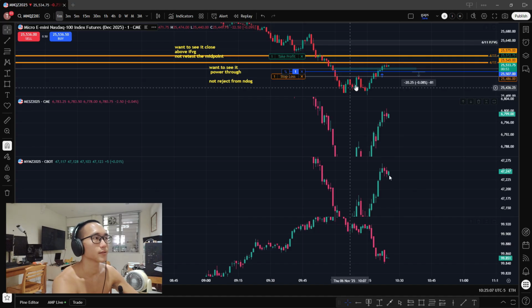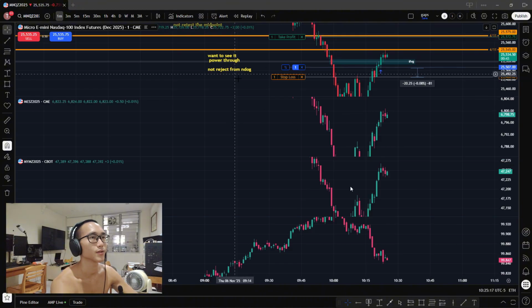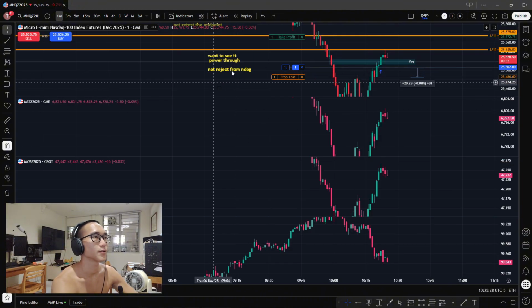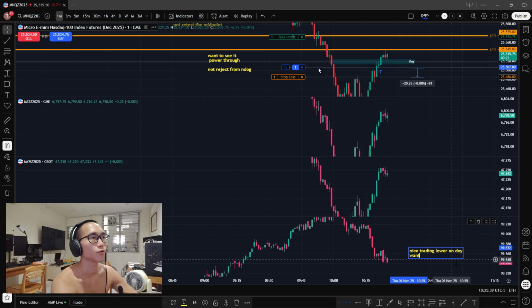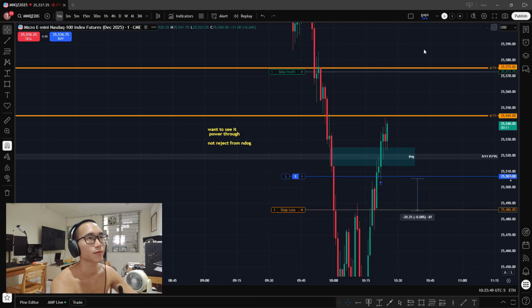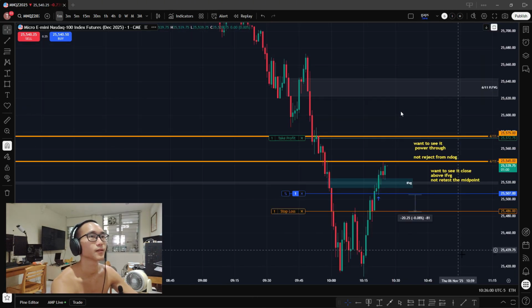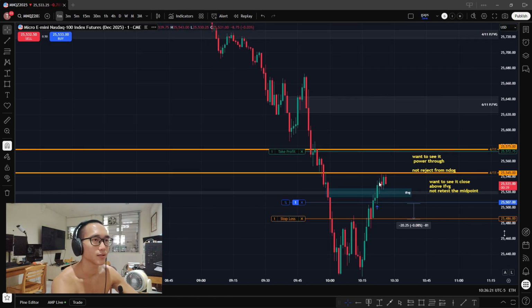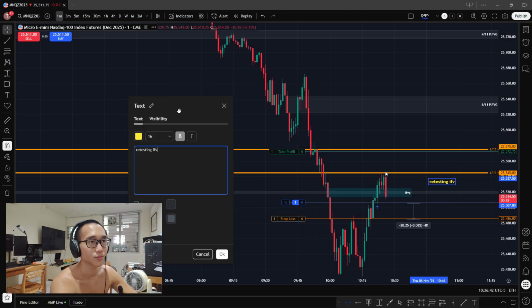ES is showing strength, Dow is showing strength, dollar is showing weakness, that's exactly what we want to see. And you can see me type that I want to see it power through, not reject from the new day opening gap, which is these two orange lines. And this candle right here, I want to see it power through, use this red candle as an order block, but it did not do so.